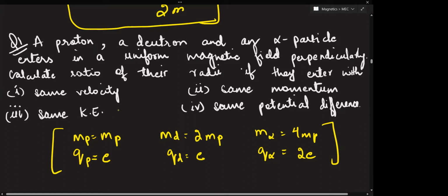Same velocity, so using the formula of velocity, wherever you think you can use it, find out the ratio of radii. You know the formula of radius, that is mv divided by qB. Put velocity the same; the magnetic field will also be the same because it's a uniform magnetic field. Just see what ratio comes.